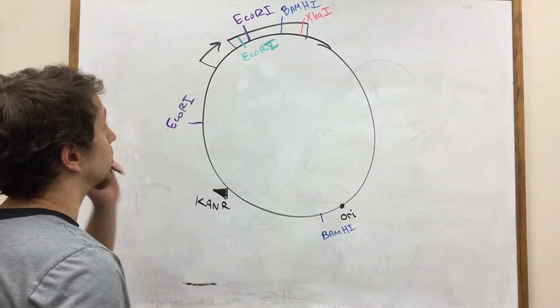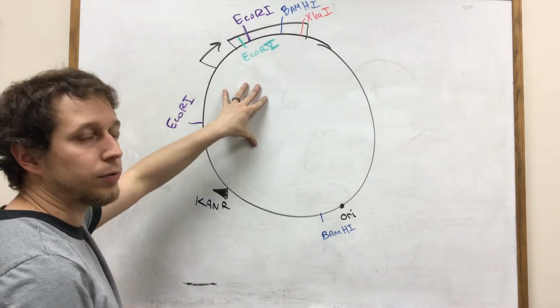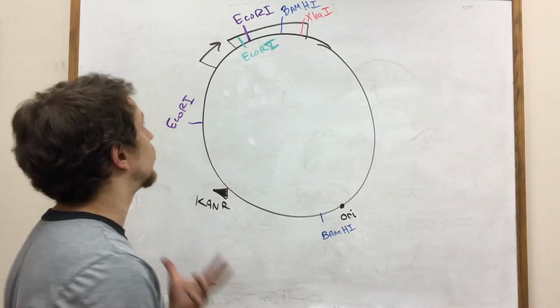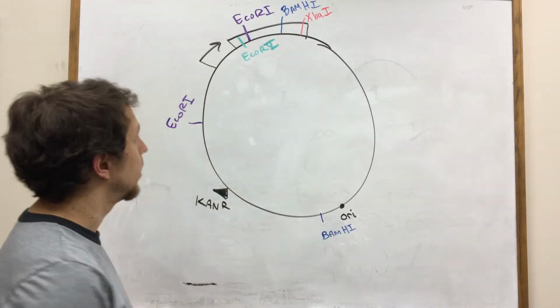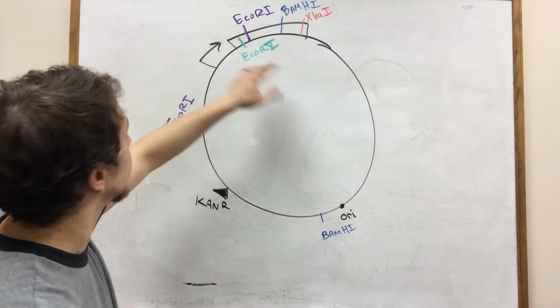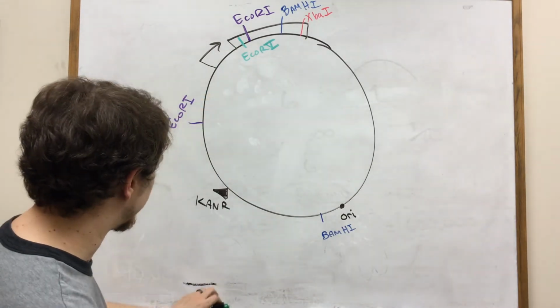So in this video, what I want to talk to you about is restriction endonucleases, specifically how to pick the correct one for the plasmid that you're working with. I have a pretty busy plasmid here that's got several different restriction sites, and I've labeled a couple of other important components of the plasmid.